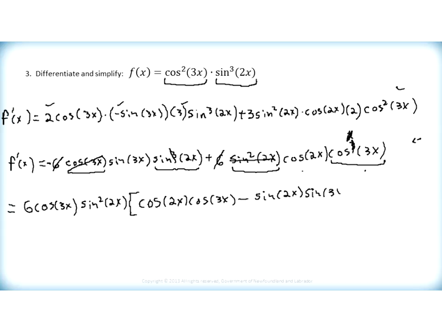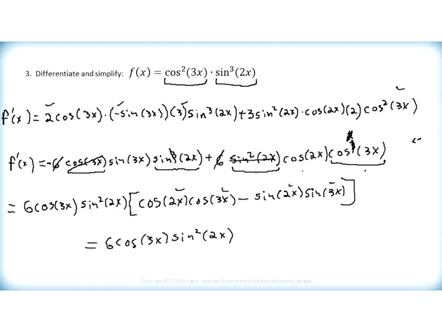Now hang on. If I look carefully at what's inside those square brackets there, I have cosine A, cosine B minus sine A, sine B. And that's a regular old identity. So I can simplify that. So this becomes 6 cosine 3x. I don't usually go hunting too hard for identities with these things, but that one kind of jumped off the page at me. Sine squared 2x.